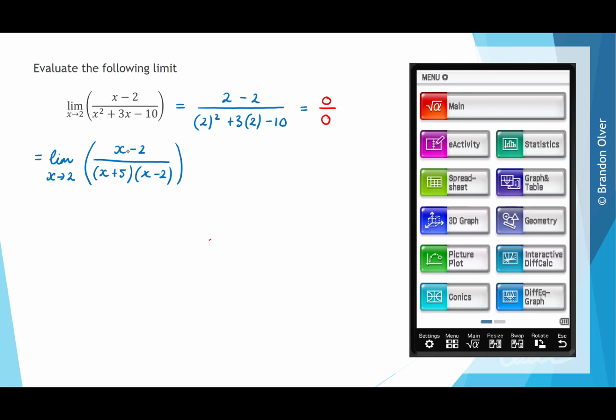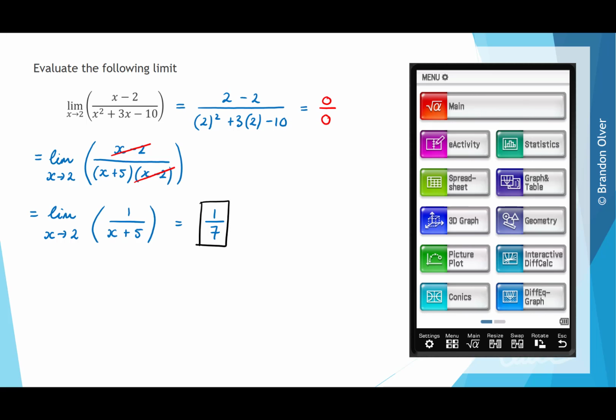Next, we can cancel any common factors. x minus 2 is a common factor in the numerator and the denominator, which means we can evaluate this as the limit as x approaches 2 of 1 divided by (x plus 5). Now when we evaluate that directly and substitute 2 for x, we find that it is equal to 1 divided by 7. So that is the value of this limit.